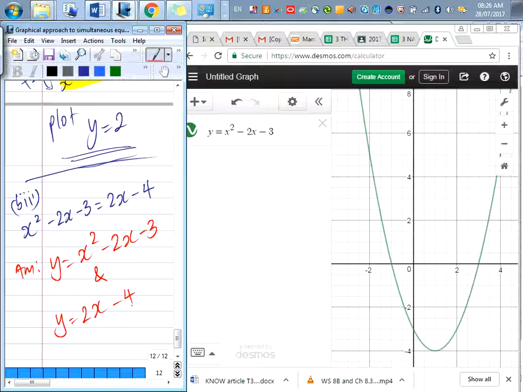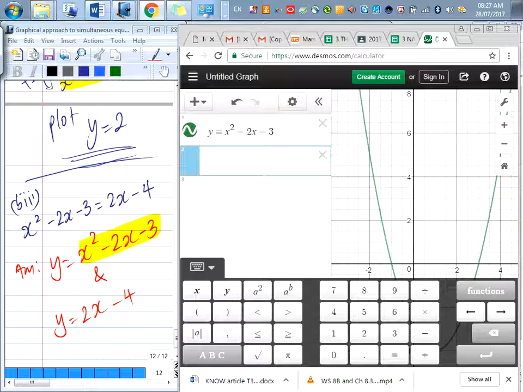Yep. So these are the two graphs that we will plot. The first one is already given, is already done in part A. So this is the same one again. The other graph we have to plot will be 2x minus 4. The point of intersection will be the solution.